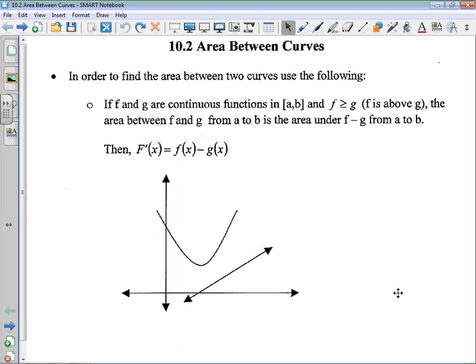Now, some students, and often anybody reading this, find this a little bit confusing that all of a sudden we use this capital F prime of x. And the reason we want to do that is because really what we're making is a composite function that allows us to then find the area under that composite function.